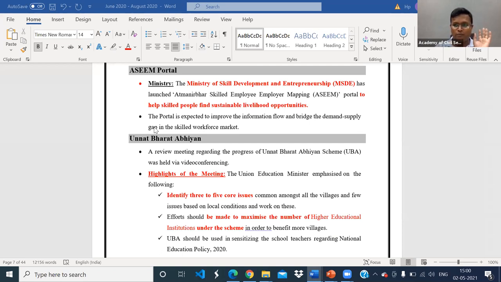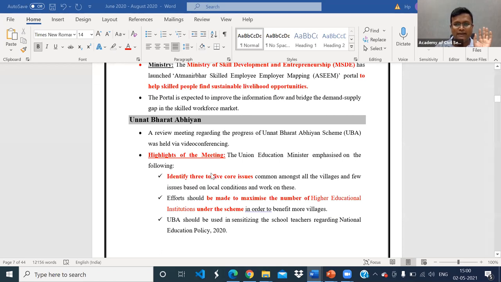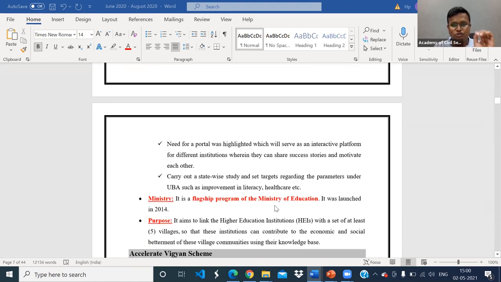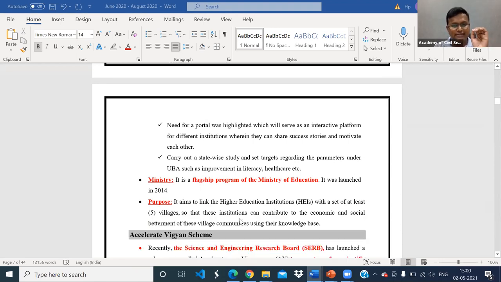To address this problem, the government wants to give some internships in villages. That is, Unnat Bharat Abhiyan: the people who did higher education in India think about how to develop India, Unnat Bharat, the high-level India, how we can create it. For that purpose, we want to connect them as an internship. This is a program of the Ministry of Education, and the aim is to link higher education institutions with a set of five villages.